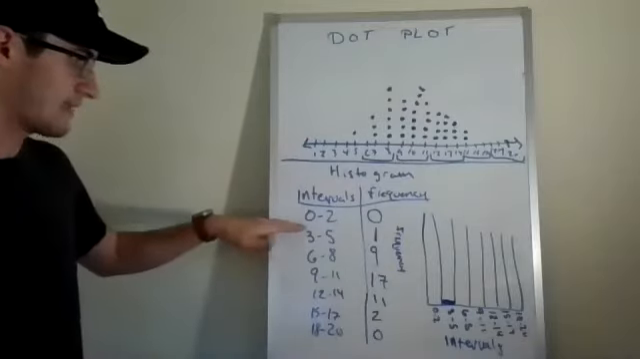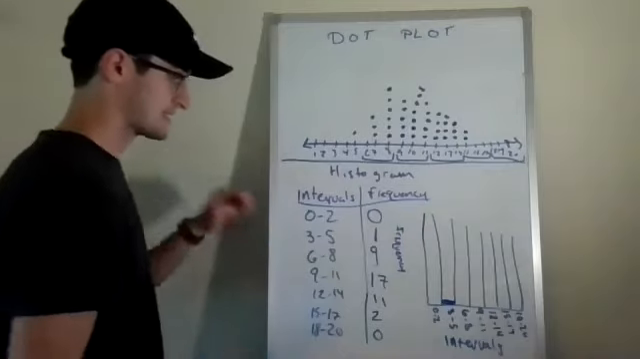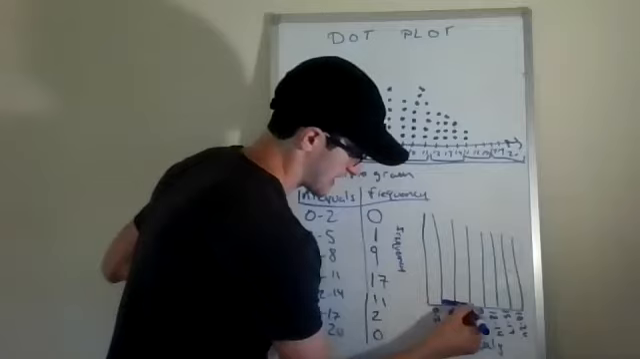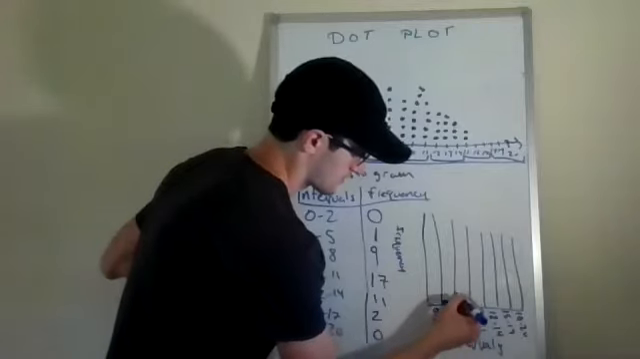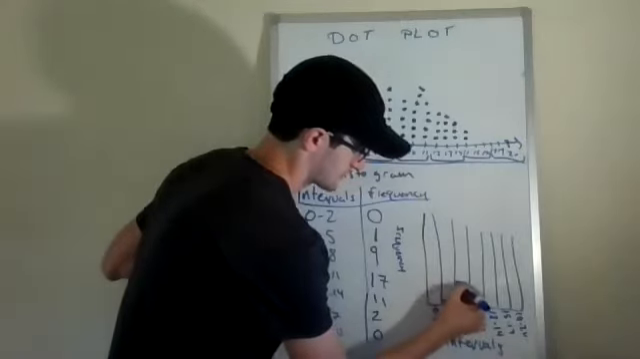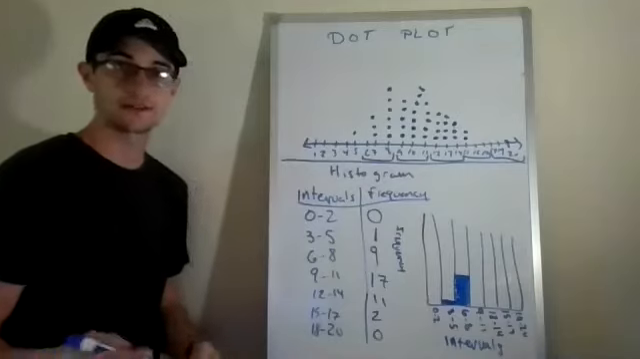Okay, and that's how you fill in the histogram. You keep going there. So 6 to 8, you have 9 in our frequency. So what you're going to do is shade in 9 of the boxes. 1, 2, 3, 4, 5, 6, 7, 8, something like that. 9 of them, however high 9 goes. Okay.